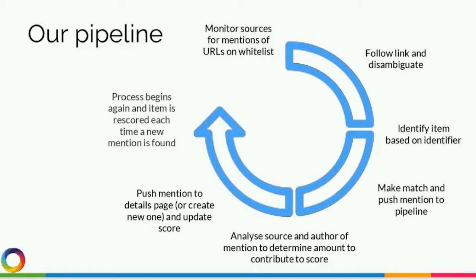So we make the match, we push it to our pipeline, we analyze the source and the author of the mention to determine the amount to add to the score, and then we push it all through to that details page so you can see it, and anyone clicking on the badge on your site can see it as well. And that happens pretty instantaneously for a lot of our sources. If someone tweets a paper, we typically pick it up and add it to the details page within a few minutes. So it's really quick, and there's an awful lot of data flowing through our system all of the time. And then of course we find another mention and the whole process begins again.